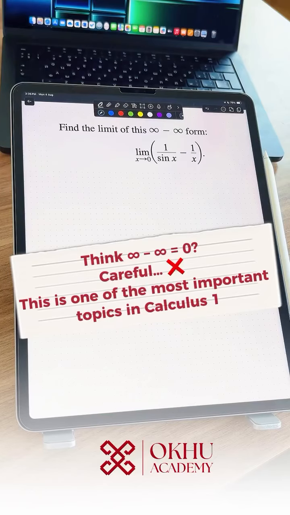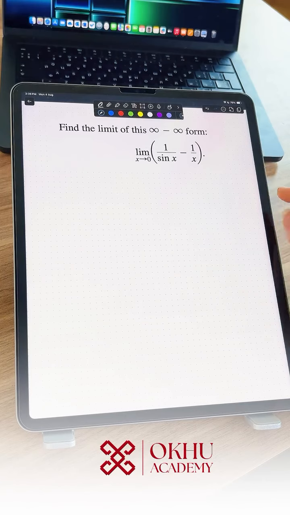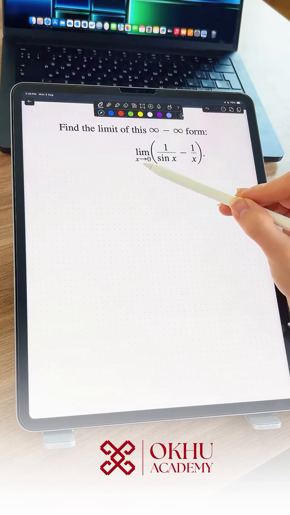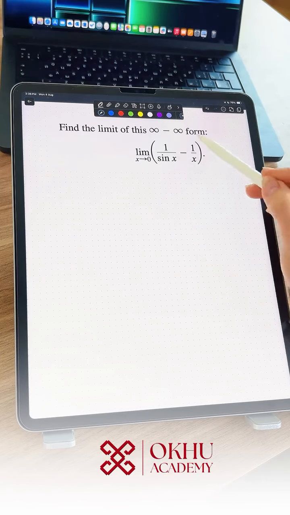Everyone, today I'm going to talk about one of the most important topics in Calculus 1, the so-called L'Hopital rule, to define the limits of some functions. So in this problem we have to define the limit of this fancy function here. So let's get started. As we know, we are given the limit as x tends to 0 of this expression here.